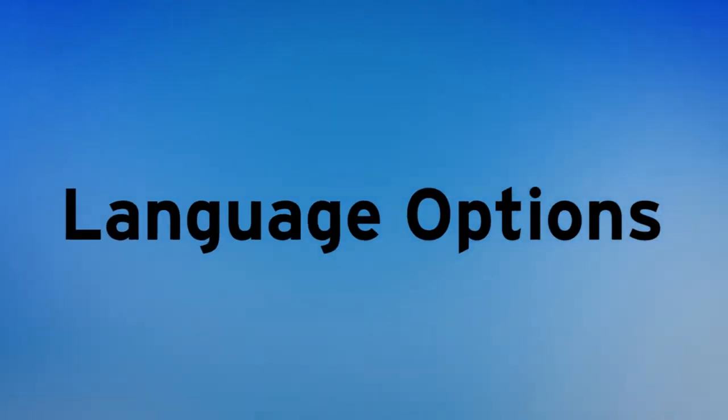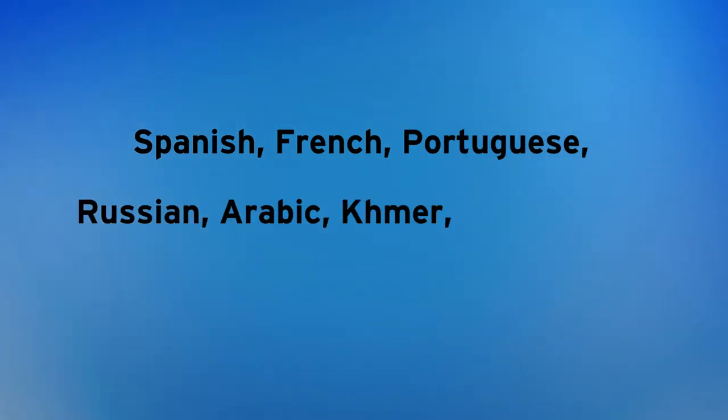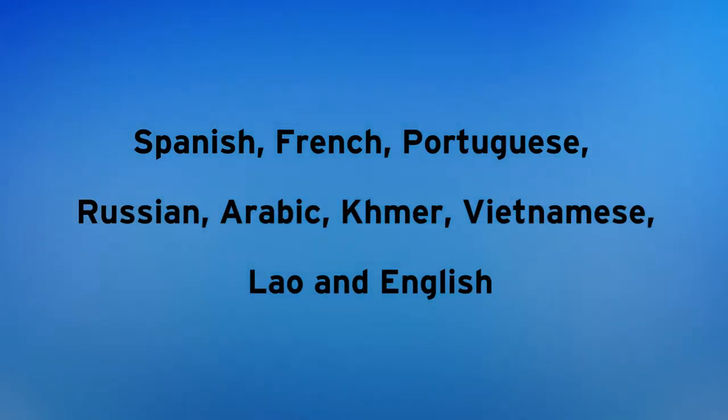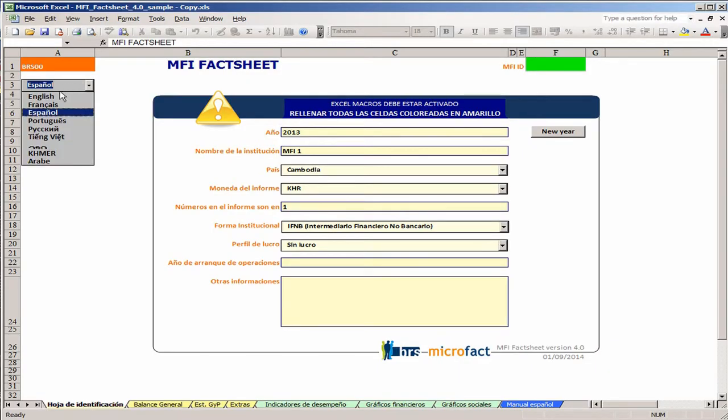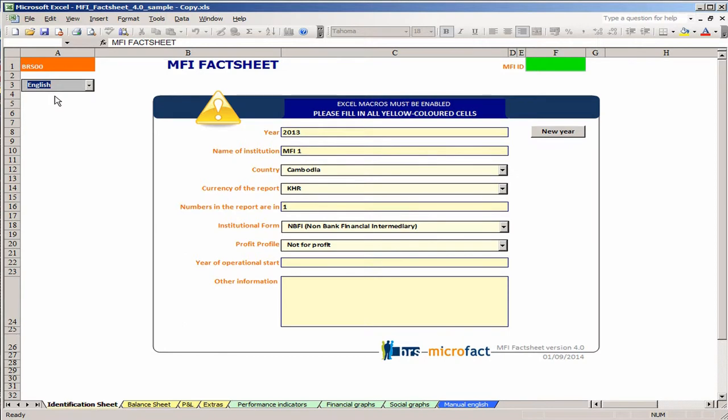Language options. The MFI Factsheet currently functions in 9 languages: Spanish, French, Portuguese, Russian, Arabic, Khmer, Vietnamese, Lao, and English. At any time, the user can switch from one language to another by choosing the selected language from the drop-down box placed at the top of the identification sheet.